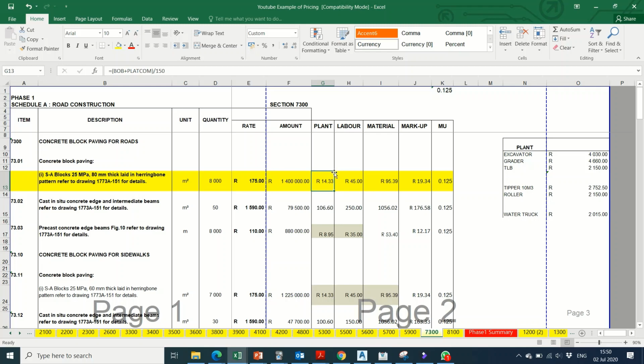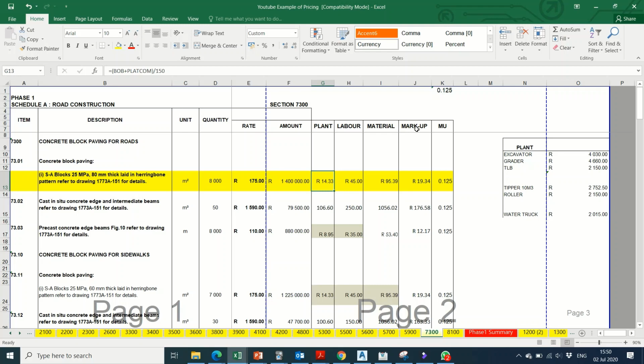So per square meter, my labor is going to cost me 45 rand. Remember, this was in 2015. It might be different now. And then your plant would cost me 14 rand per square meter. And then my material would be about 95 rand, including delivery to site. But if you want, you can spread it out, like I said on my spreadsheet, and put in your transport cost and your fuel cost as well.